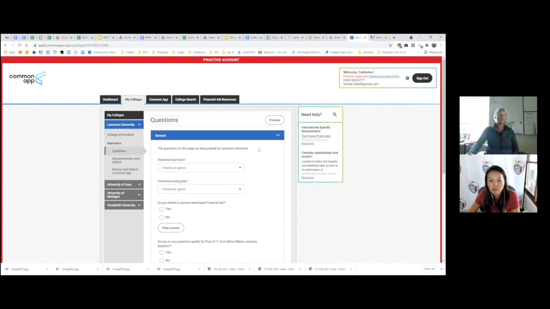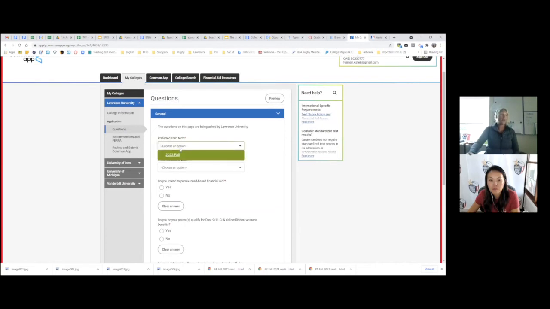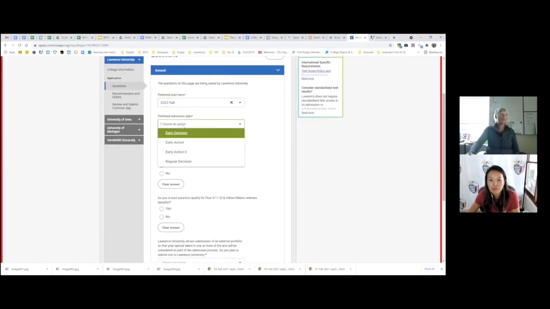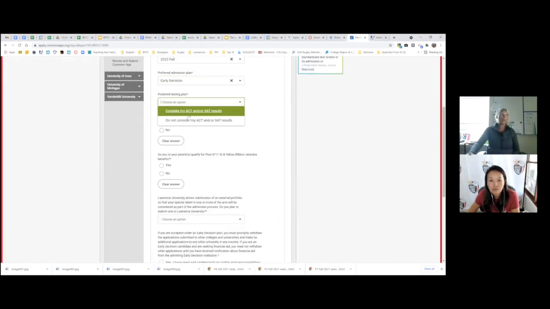You can go to questions, and this is where you will get additional school-driven questions. It's going to ask you when you want to start, what your admission plan is, right? So this is where you get to decide early decision, early action 2, or regular decision, all of which will have different due dates. So you want to make sure, again, that you're planning accordingly based on your selection. Your testing plan, for Michigan, you can say, I want you to consider my test scores, or you can say, I do not want you to consider them. Either you're planning to take them or you're not, or maybe you don't get the score you want. So you can opt out of that as well.